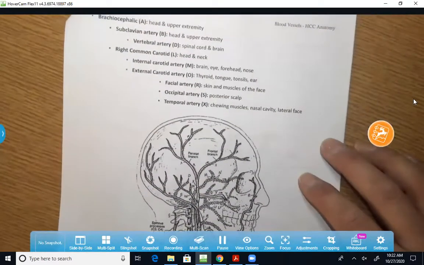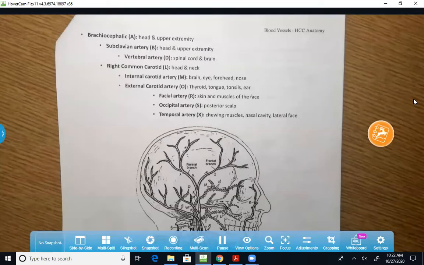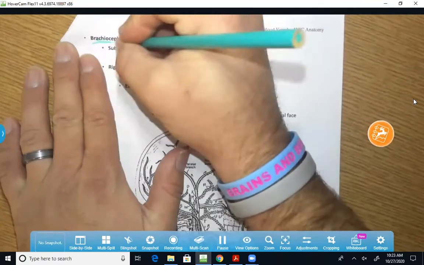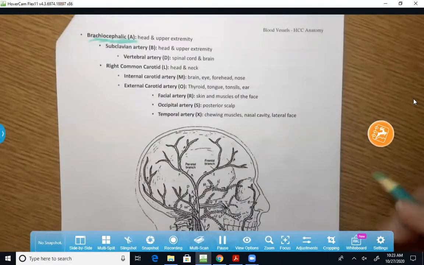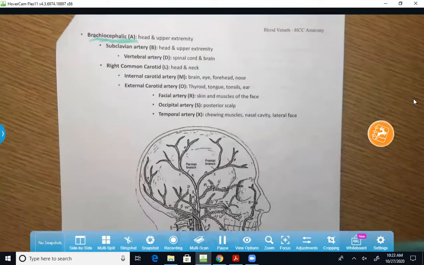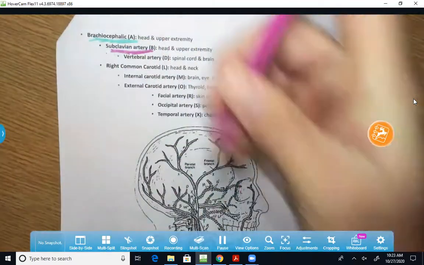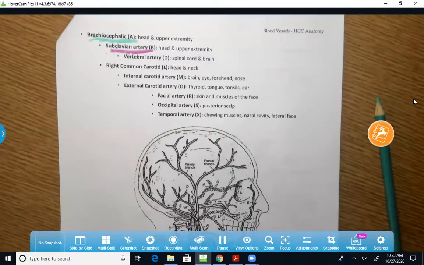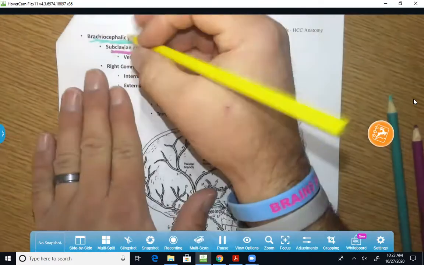All right, in our head and neck, since this is a right side, we have a brachiocephalic. If this was the left side of the head, we would not have a brachiocephalic. I'll color that this kind of teal color. Two branches coming off of it are the subclavian and the right common carotid. Subclavian feeds our vertebral artery.